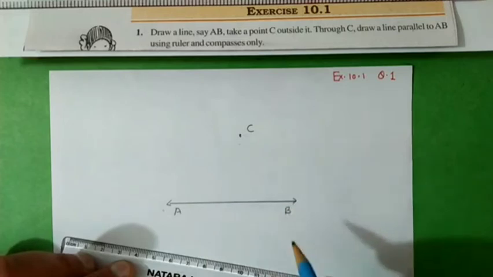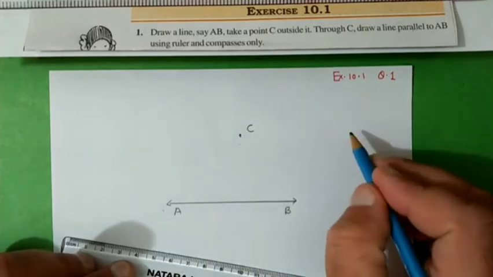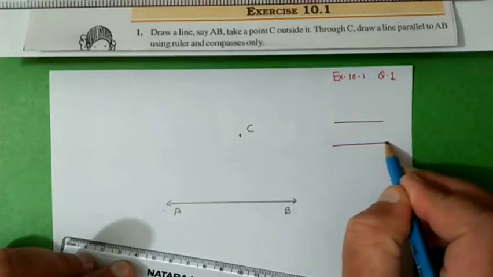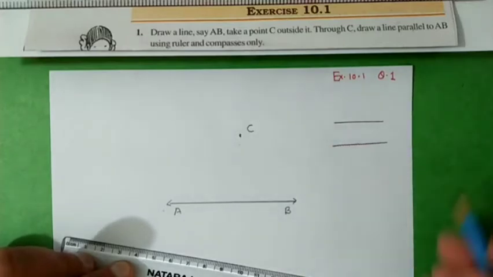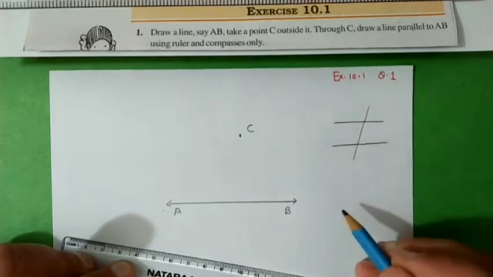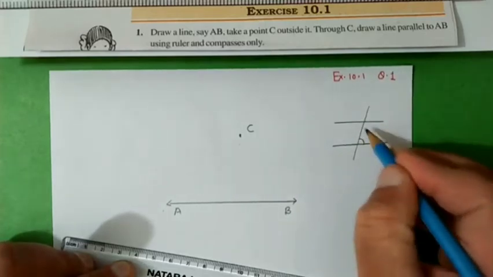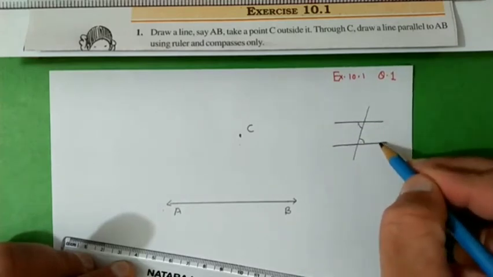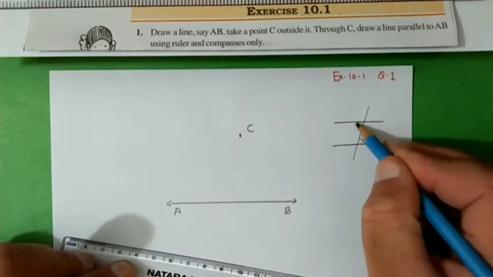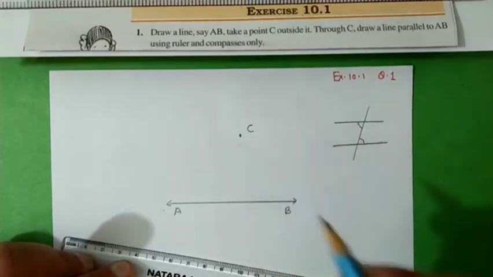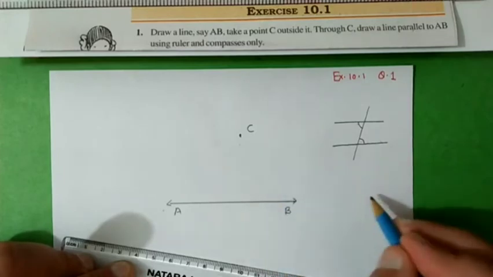So we have to draw a parallel line. So what are parallel lines? Parallel lines never meet each other, and they have the same distance between them. If we draw a transversal, you can see that the alternate interior angles will be the same. That means alternate interior angles have the same measurements. And while drawing a parallel line, we are going to use this property.